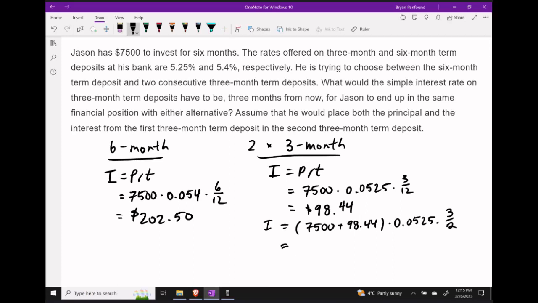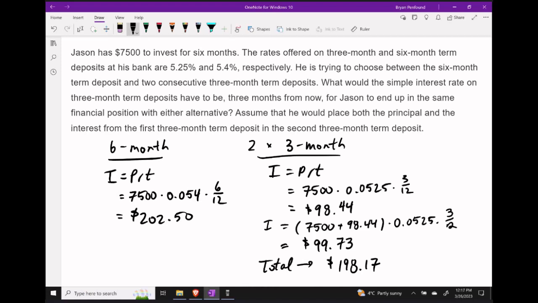Altogether, this is $7,598.44. We're going to multiply that by our simple interest rate of 5.25%, and then again multiply by 3/12, or our time variable. And here we get interest of $99.73. And if we were to add up our interest of $98.44 and $99.73, we get a final total of $198.17. It's a little bit less than what we would make in the 6-month term. So we can see with a couple simple calculations, the 6-month term is the way to go.